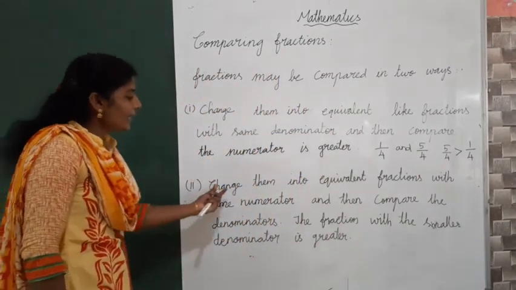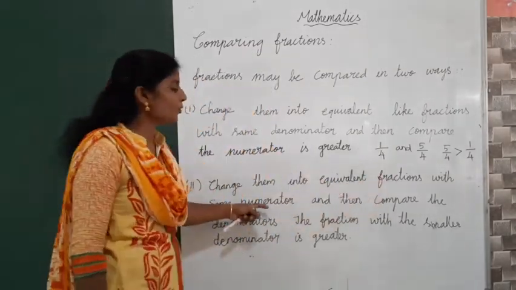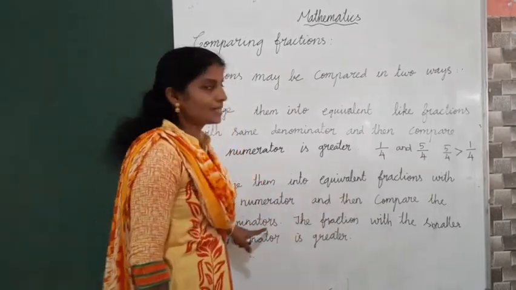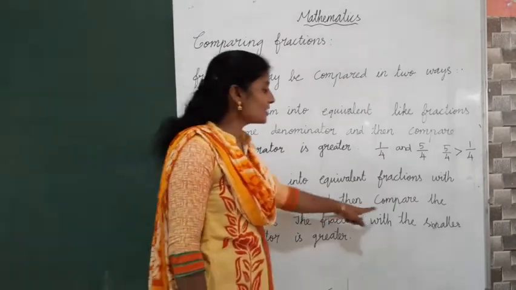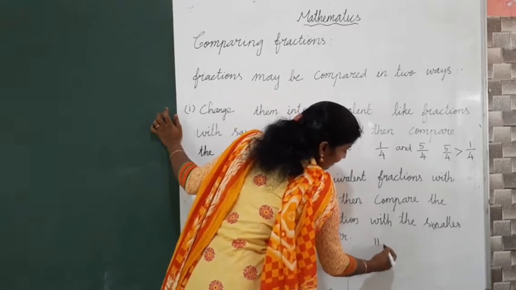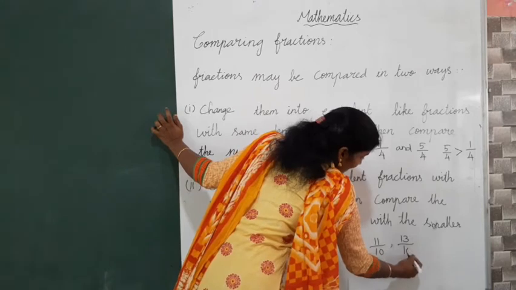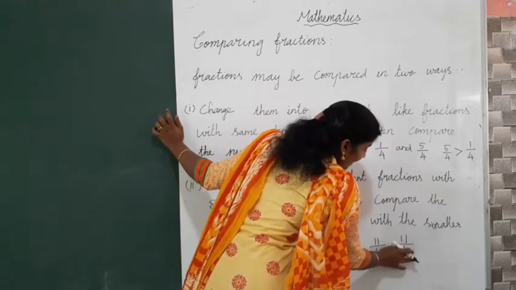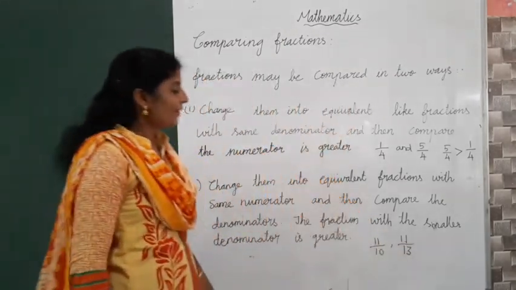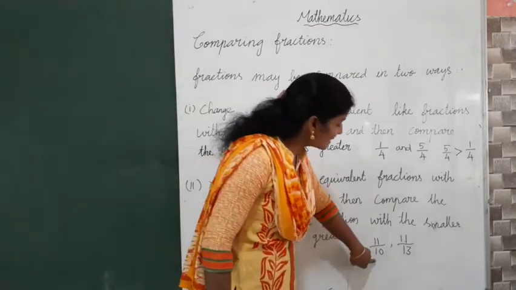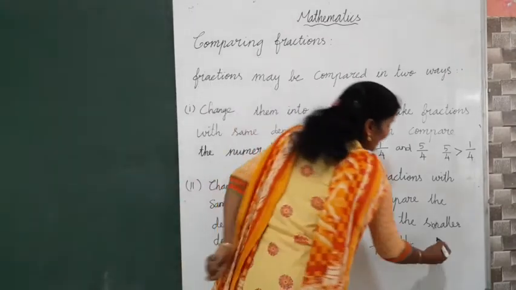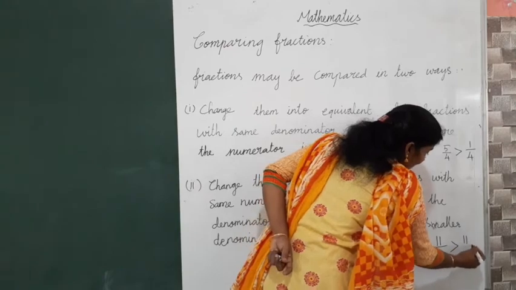Then second point, change them into equivalent fractions with the same numerator, and then compare the denominators. Here same denominator, there same numerator. The fraction with the smaller denominator is greater. For example, 11 by 10 and 11 by 13, because the numerator is the same. We can compare the denominators. Here 10 and 13. Which is smaller? 10. So 11 by 10 is greater than 11 by 13.